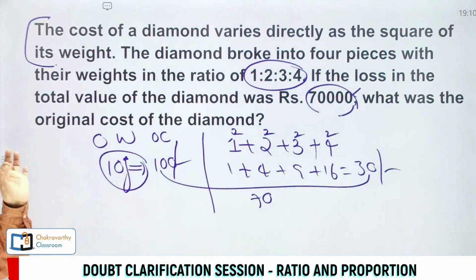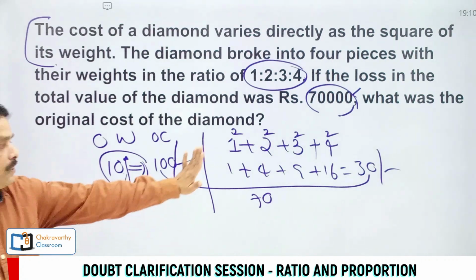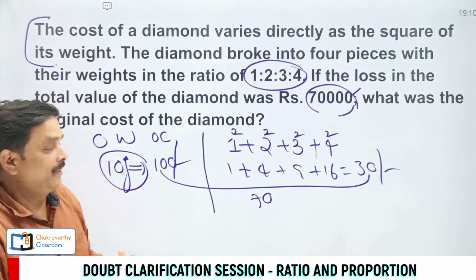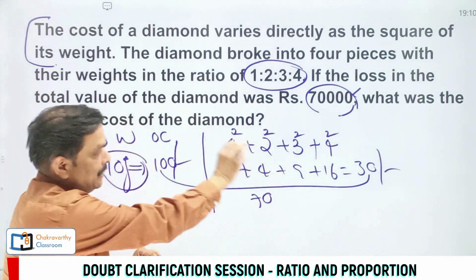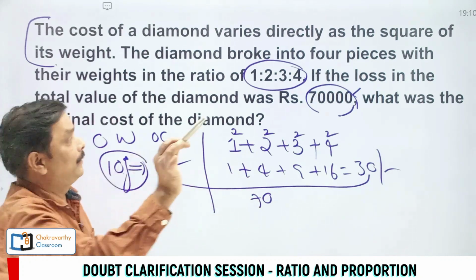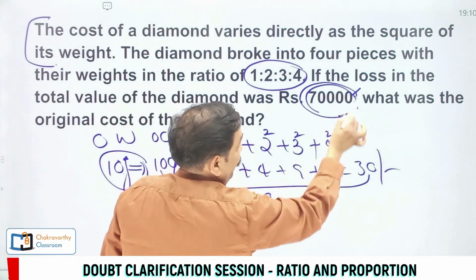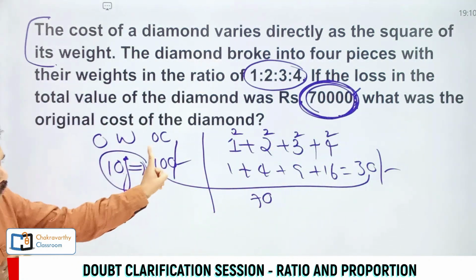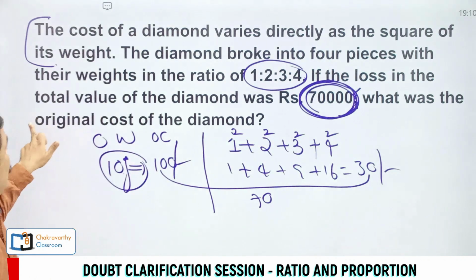See students, carefully you observe this one. I am going to use the unitary method here. Now according to the unitary method, as per my imaginary numbers, 70 rupees is the loss. But as per the original one, the original loss is 70,000. Now first you go for the question, what was the original cost of the diamond they are asking.